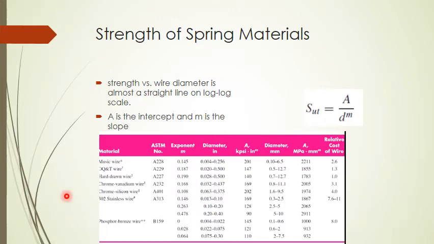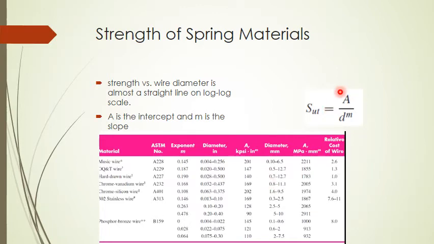Now, strength of spring materials. Strength of spring material is represented by this formulation: S ultimate is equal to A over d^m. In this formulation, S ultimate is the ultimate strength, and A is another property that is provided for different types of spring materials, and d is the wire diameter, small d. m is again a property that is supplied and available for different types of material.